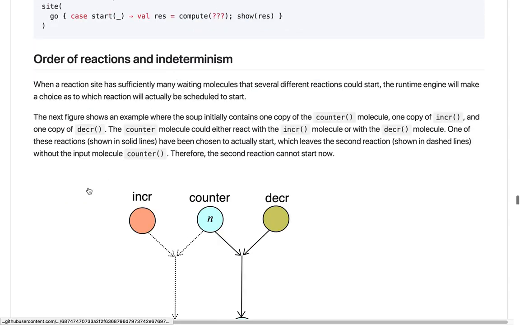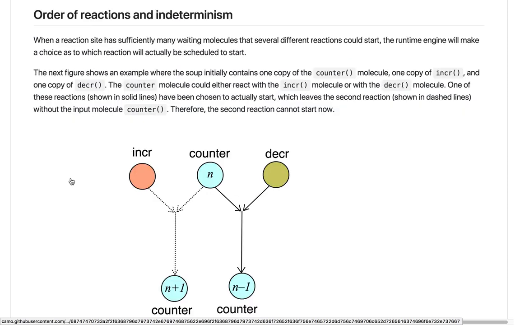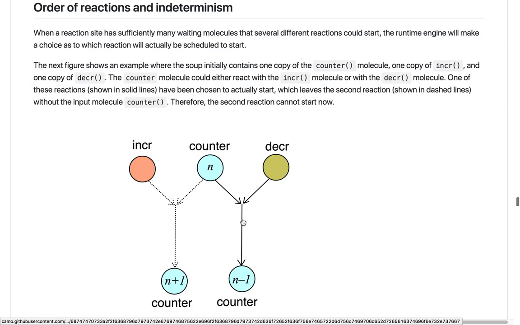Another important idea that the chemical machine naturally follows is indeterminism. There is no order in which reactions must proceed. The order is determined by what molecules are available. But if more than one reaction could start, then we don't know which one would start. Imagine that a reaction site has counter molecule, increment molecule, and decrement molecule at the same time. So then either these two could react and decrement the counter, or these two could react and increment the counter.